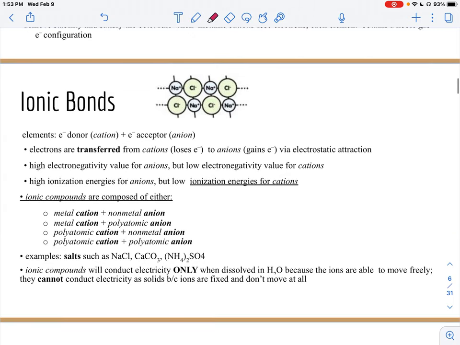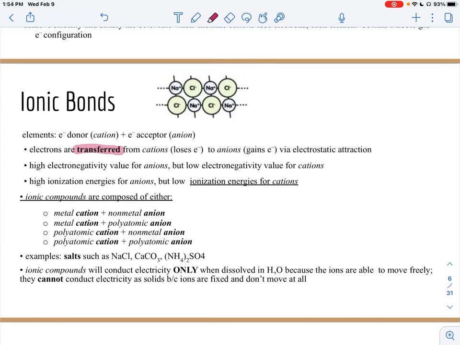Okay, let's move on to ionic bonds. In ionic bonds, electrons are transferred. The cations lose electrons, the anions gain electrons. You can see the electronegativity, the ionization energy, and then the different types of ionic compounds you could have. This should be familiar from your first year chem class.